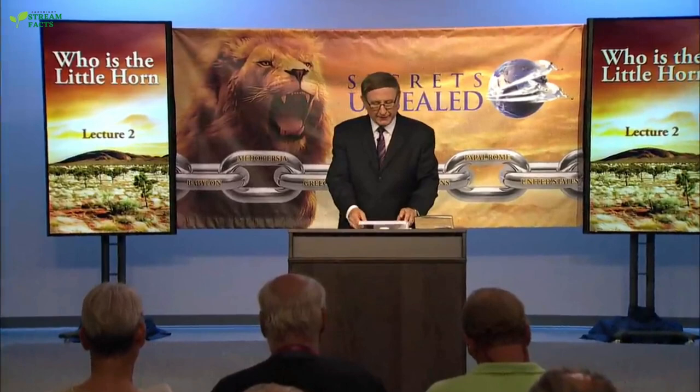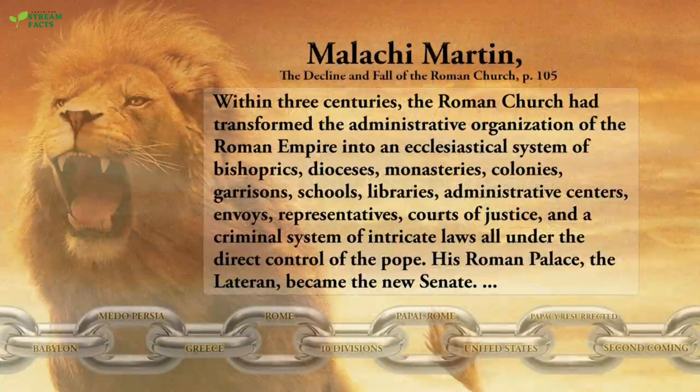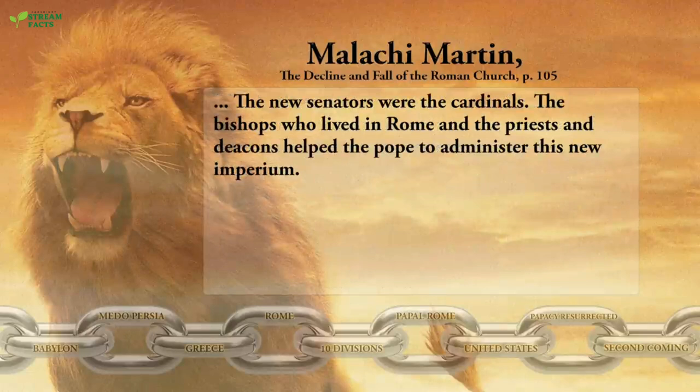Let me read you a statement here from a Jesuit scholar by the name of Malachi Martin in his book, The Decline and Fall of the Roman Church, on how the papacy transformed the organization that it inherited from the Roman Empire. This is how it reads: "Within three centuries, the Roman Church had transformed the administrative organization of the Roman Empire into an ecclesiastical system of bishoprics, envoys, representatives, courts of justice, and a criminal system of intricate laws, all under the direct control of the Pope. His Roman palace, the Lateran, became the new Senate." The new senators were whom? The cardinals, the bishops who lived in Rome, and the priests and deacons helped the Pope to administer this new imperium. In other words, this new empire.